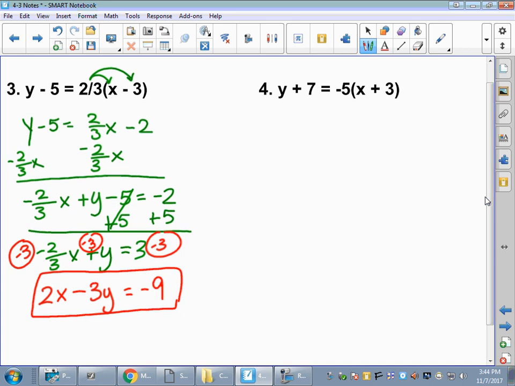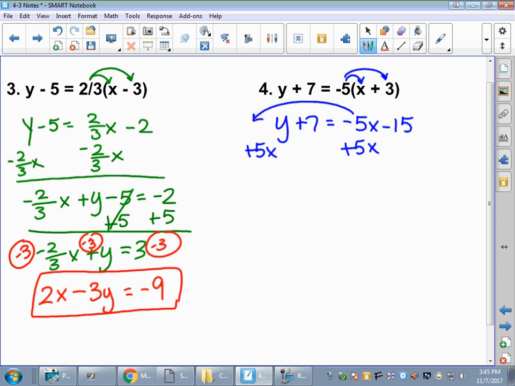If you look at the example for number 4, I'm going to distribute my negative 5 through the parentheses here. Y plus 7 is equal to negative 5x minus 15. To put this into standard form, I'm going to add 5x to both sides, and I think you guys are ready for it. If I'm going to move the 5x over here, I need to move the 7 over here. If you're ready for it, could you say minus 7 all in the same step?